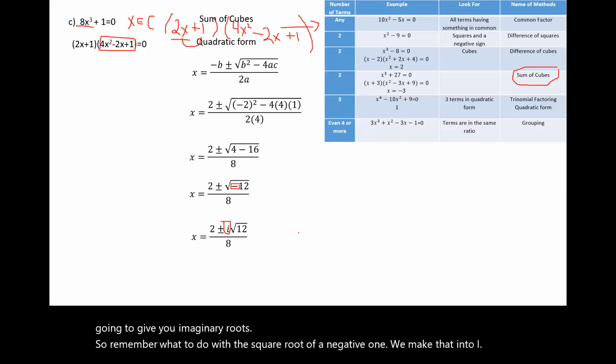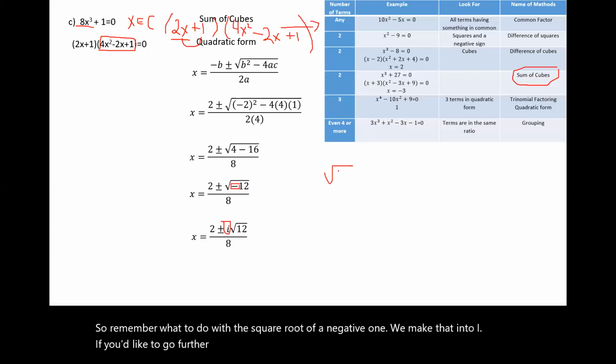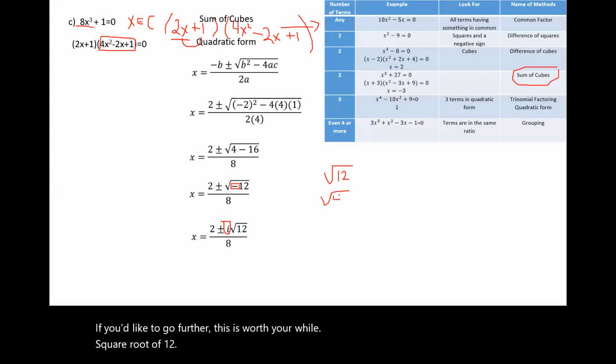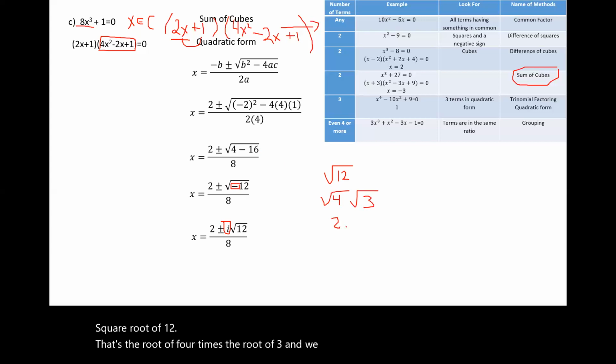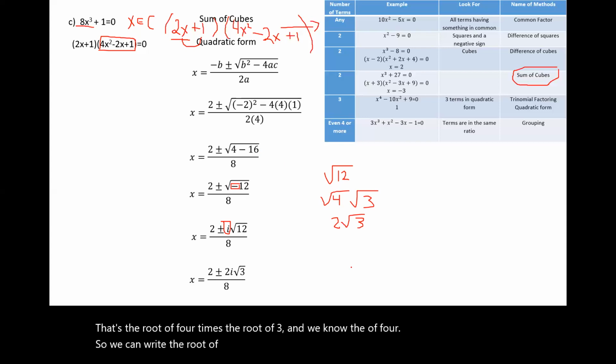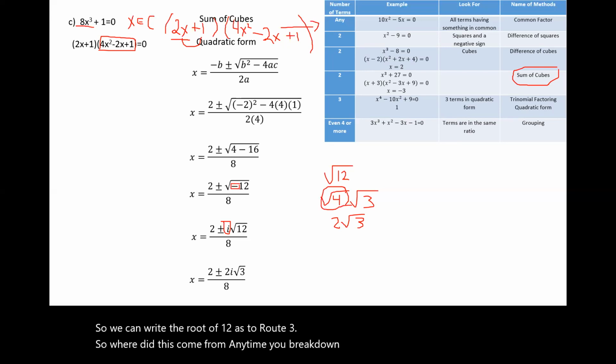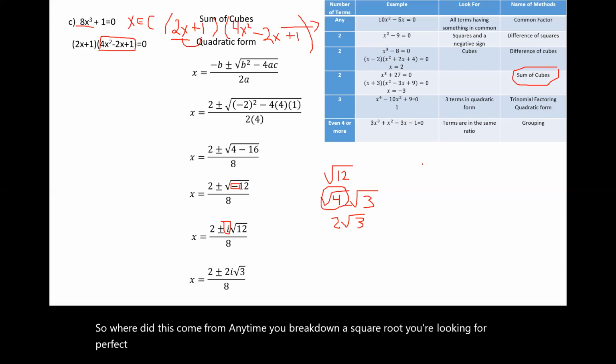Now, if you'd like to go further, this is worth your while. Square root of 12. That's the root of 4 times the root of 3. And we know the root of 4. So we can write the root of 12 as 2 root 3. So where did this come from? Anytime you write down a square root, you're looking for perfect squares. So I'd look for numbers like 4, 9, 16, 25, see if I can break down any of the roots.